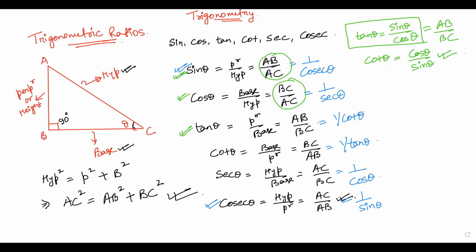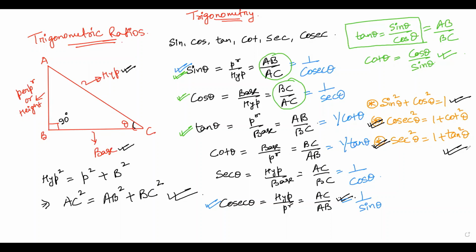Now, there are three very important relations which we can derive from these trigonometric ratios, which are sin square theta plus cos square theta equal to 1, cosec square theta is equal to 1 plus cot square theta, and sec square theta is equal to 1 plus tan square theta. Well, these relations, including the trigonometric ratios, are very important. So I would suggest you all to remember these relations.